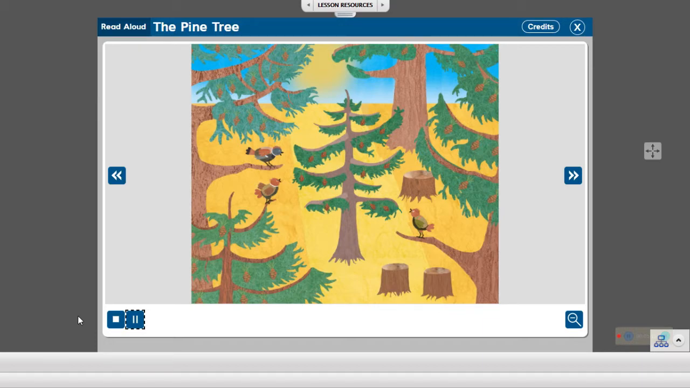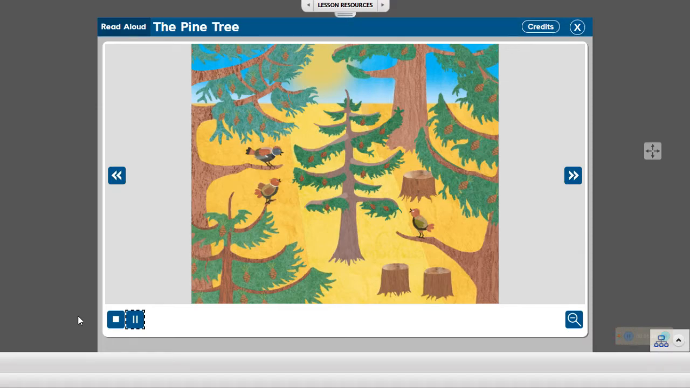One day, a truck burst into the clearing. A logger cut down several of the enormous adult pine trees. Whack, whack, whack went his axe. Then the logger loaded up the trees and drove away. I wonder where my tree friends are going, thought the little pine tree.